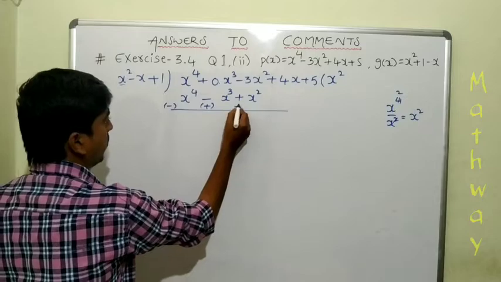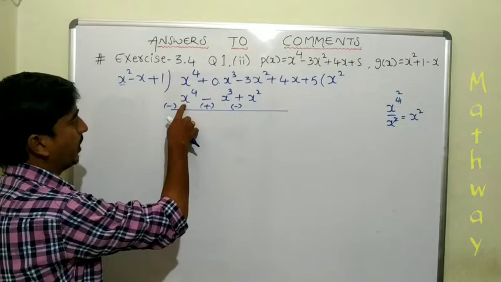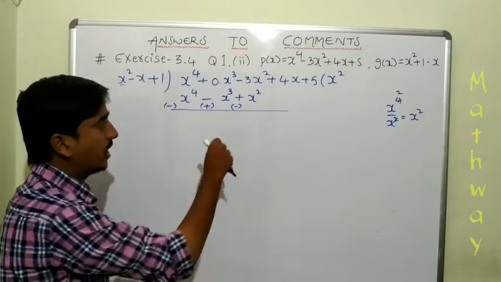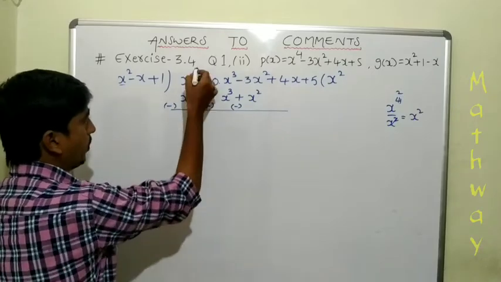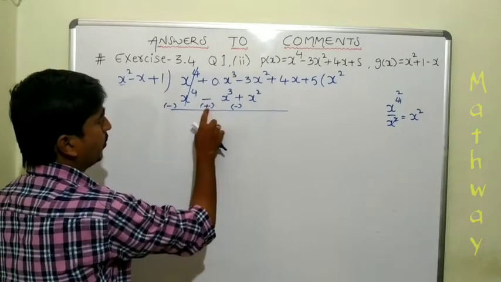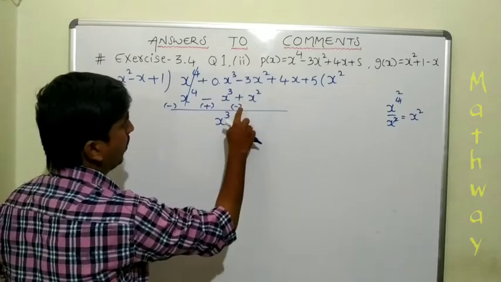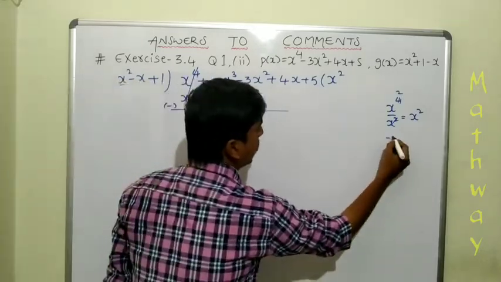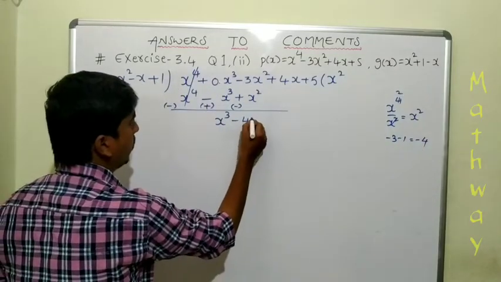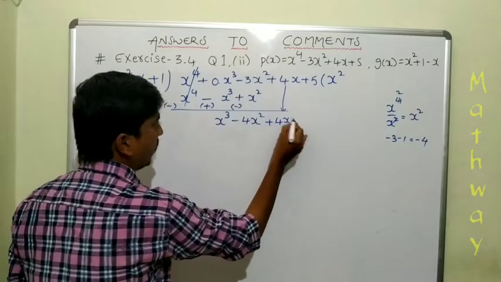Now subtract these terms. Whenever we are subtracting, the signs of the second polynomial will be changed. Minus x cube will become plus, and plus x square will become minus. Here x power 4 minus x power 4 gets cancelled. Then 0 means nothing is there, so only x cube is left. Minus 3x square minus x square means minus 3 minus 1, that is minus 4. So minus 4x square. Now bring down 4x, plus 4x.